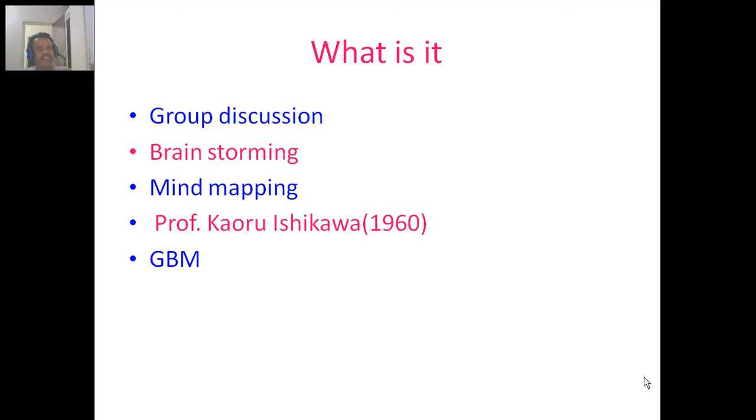Now the question is, what is it? It's basically a sort of group discussion, brainstorming, and mind mapping. Originally introduced by Professor Kaoru Ishikawa in 1960. To remember these three parts, I have put up one small trick here, that is GBM: group discussion, brainstorming, and mind mapping.